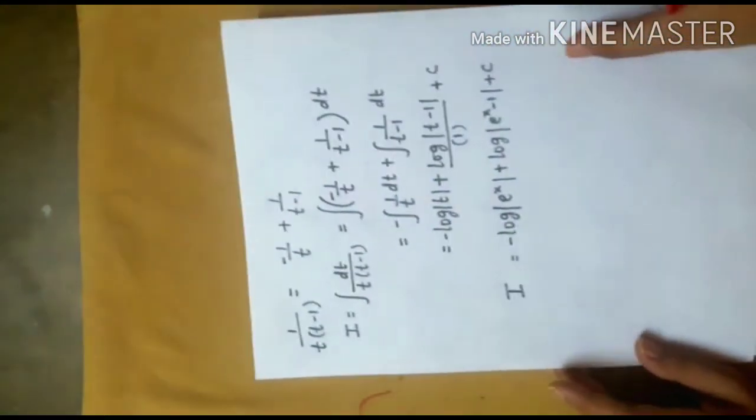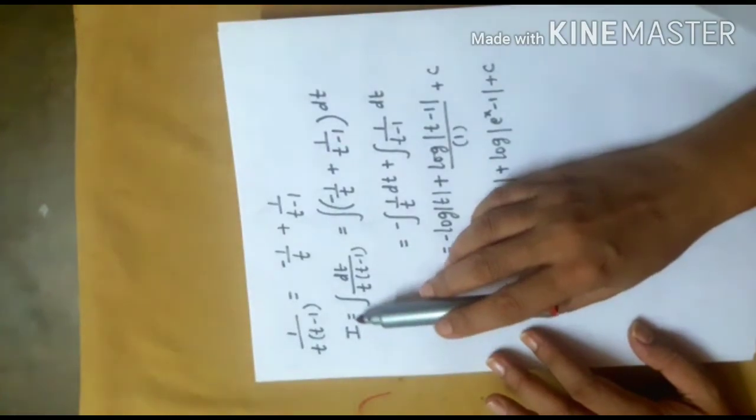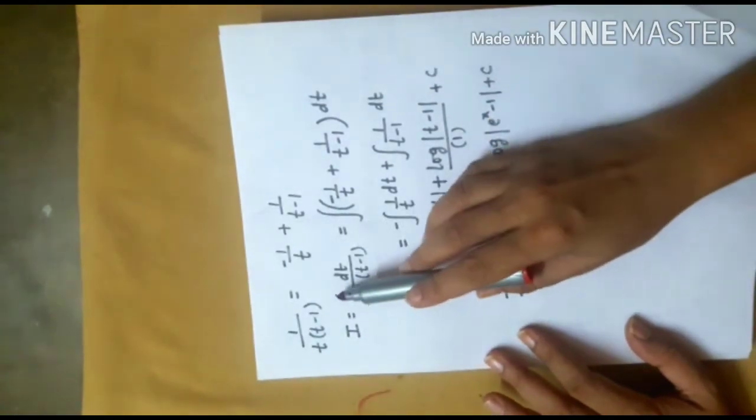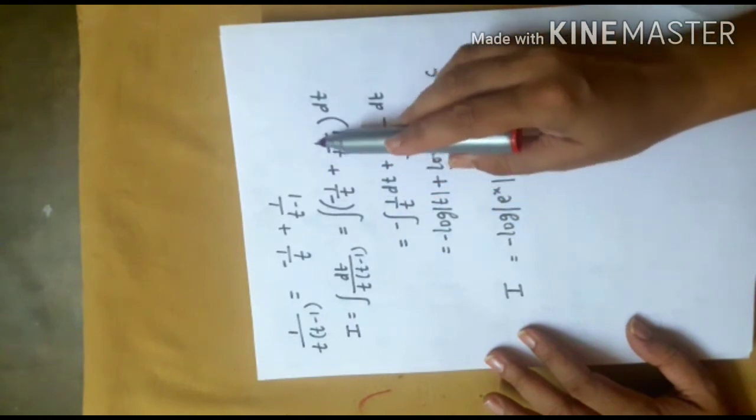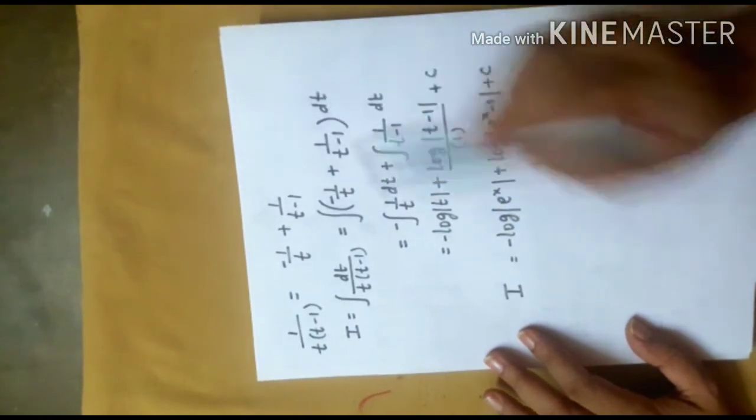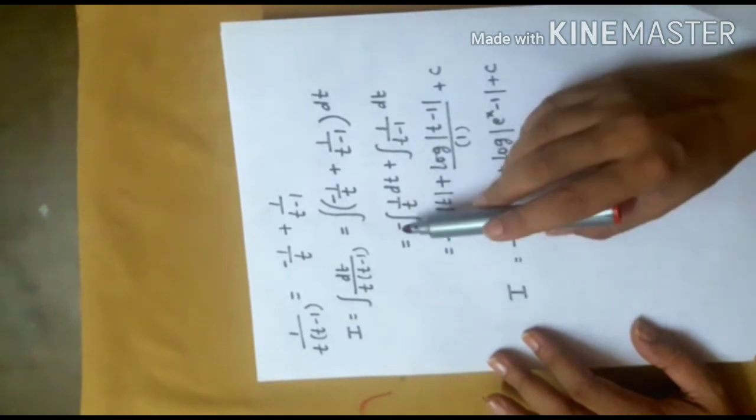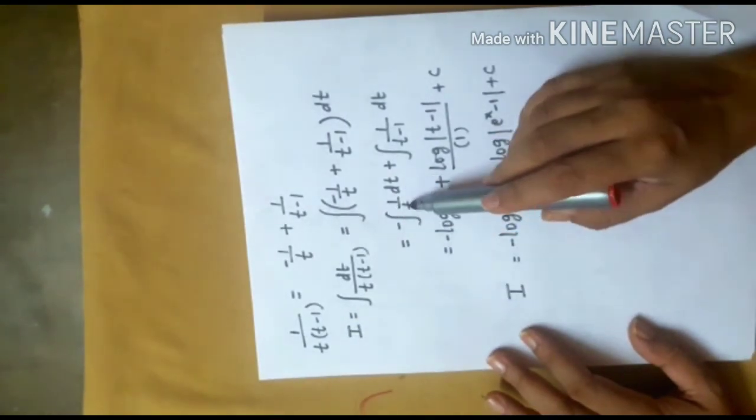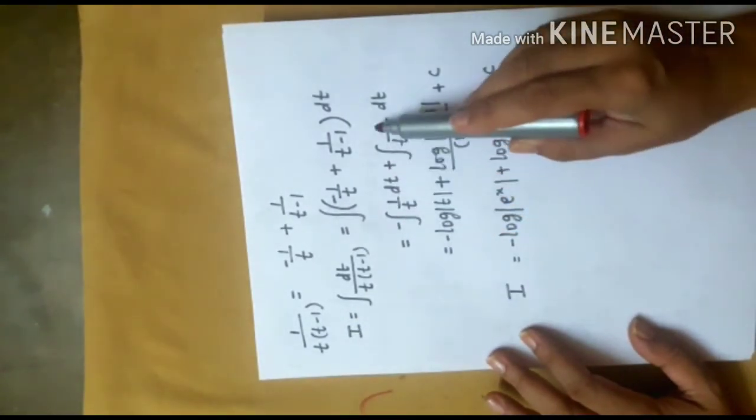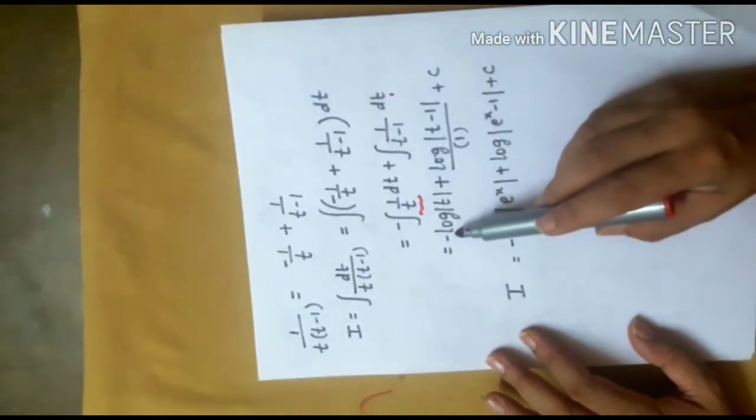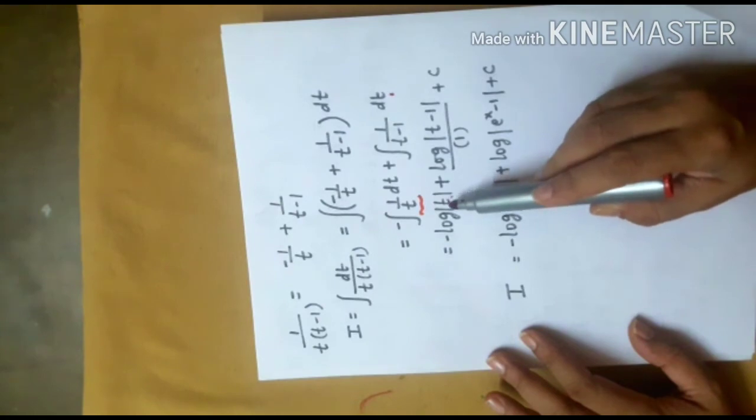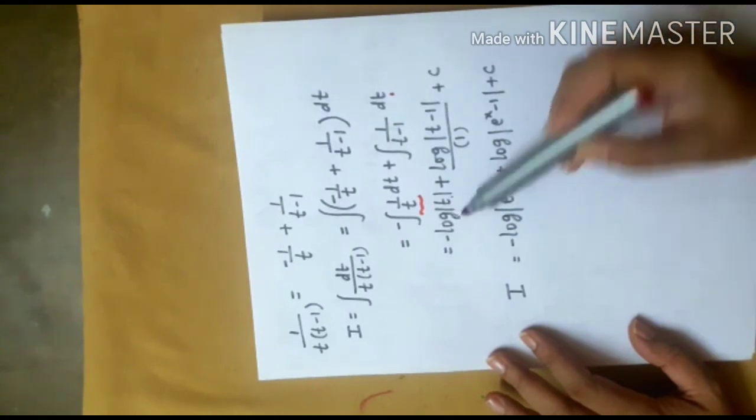So integral I will be equal to integral minus 1 over t plus 1 over t minus 1 dt. Separate the integrals. It is minus integral 1 by t dt plus integral 1 over t minus 1 dt. This integral is equal to minus log mod t. And remember, it is a natural log.